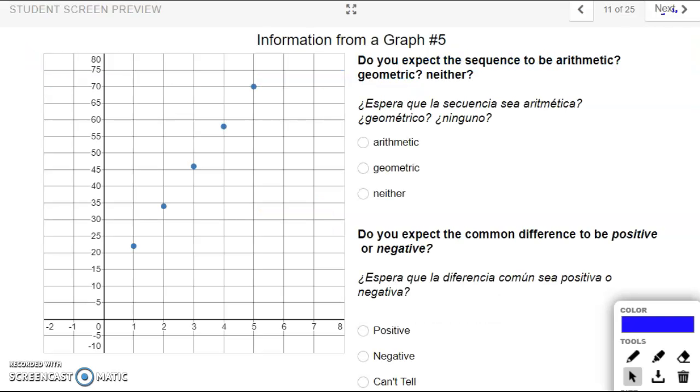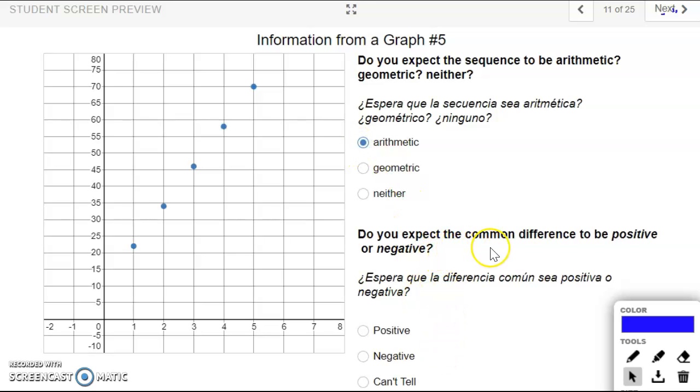Okay, this is card number 11. Do you expect the sequence to be arithmetic, geometric, or neither? How can you tell from a graph whether it's going to be arithmetic, geometric, or neither? For arithmetic, we said that you're going to have discrete points, that means separated points like this. But if you were trying to draw a line through those points, it will be a straight line. So it looks like the dots are forming a straight line, so it's going to be arithmetic.